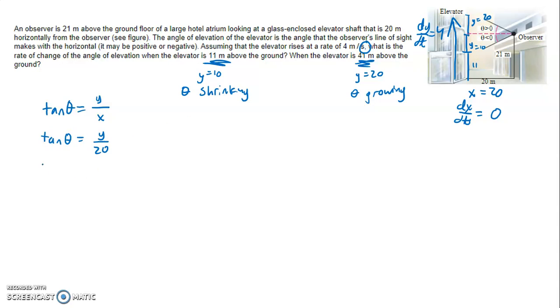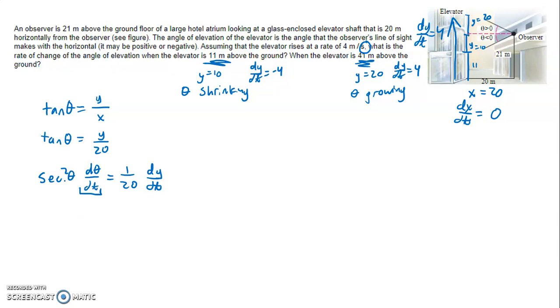Since it's meters per second, we want to take the derivative with respect to time. So secant squared theta d theta/dt equals 1/20th dy/dt. We know dy/dt is 4. Now, for this part of the problem, we'd say dy/dt is -4 because the y value is shrinking. For this part of the problem, we'd say dy/dt is +4 because the y value is growing. To get d theta/dt, because we want to know the rate of change of the angle of elevation. So this is what we're solving for.